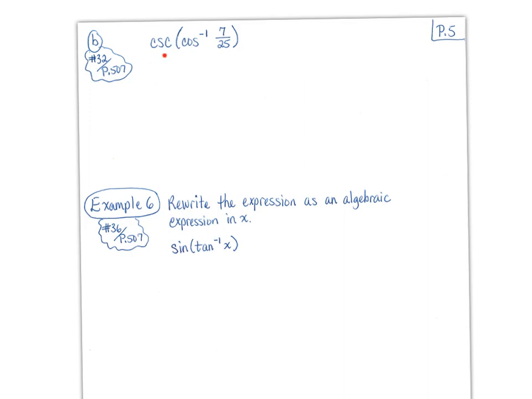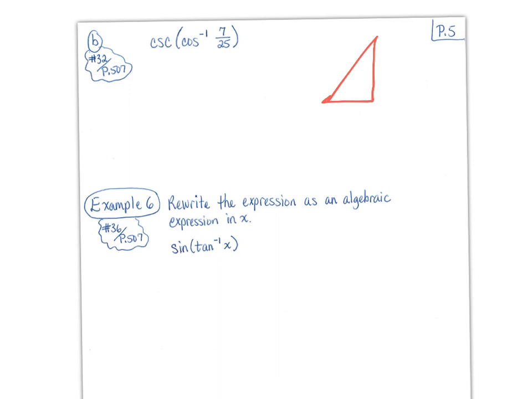Here we have cosecant of cosine inverse of 7/25. Would you like a minute to try it? Go for it. All right. So where did you start here? You drew a right triangle and then. You start out with your right triangle. There you go. Now what? And then cosine is. Where's your theta?